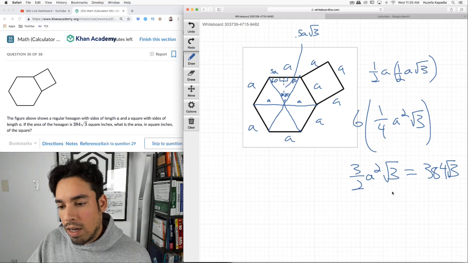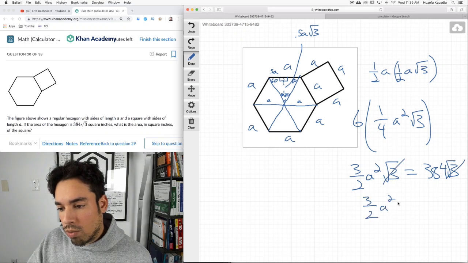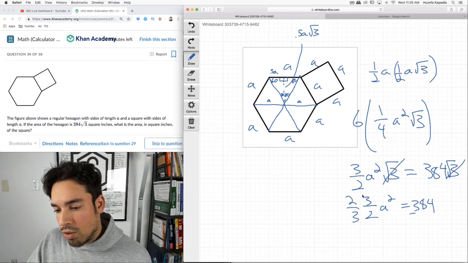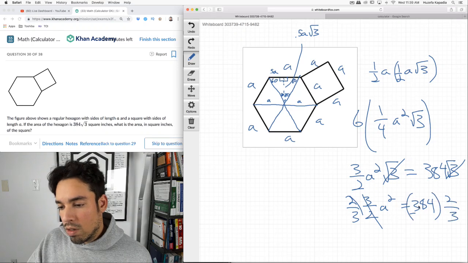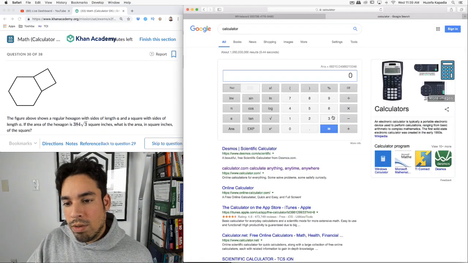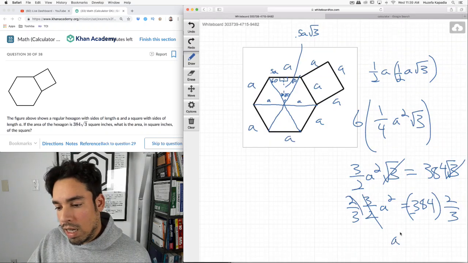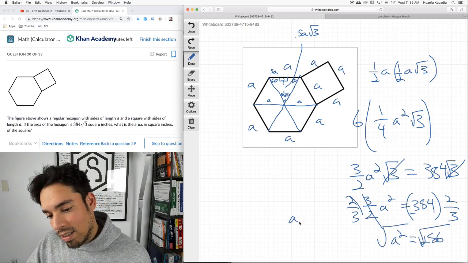Now we can solve for A. Divide both sides by square root 3. 3/2 A squared equals 384. Multiply both sides by 2/3. So divide 384 by 3 times 2. That's 2/3, which is 256. A squared equals 256. That's a nice perfect square, which makes me happy. Square root of 256 is 16. Right?